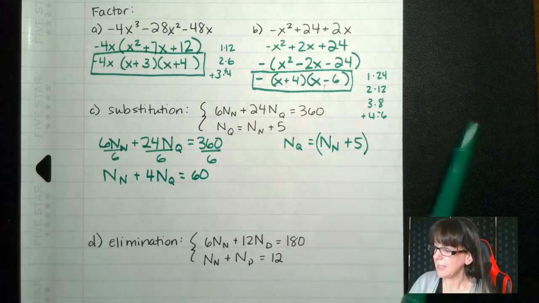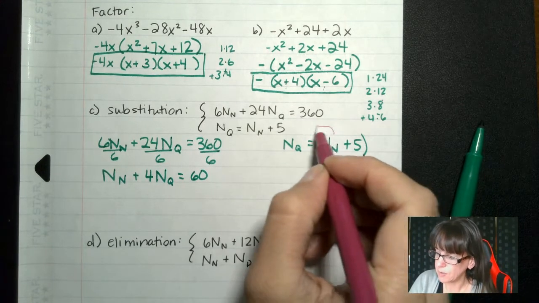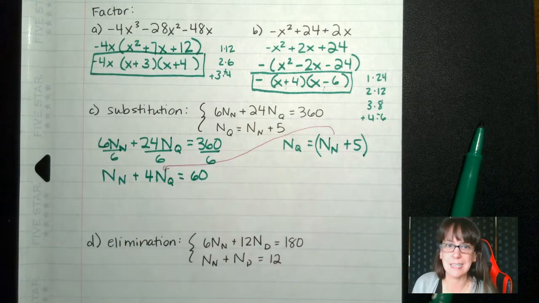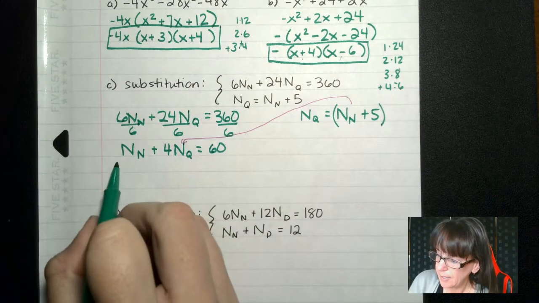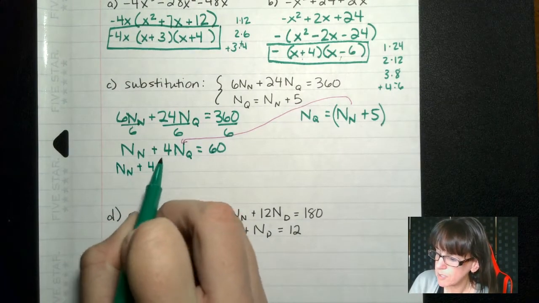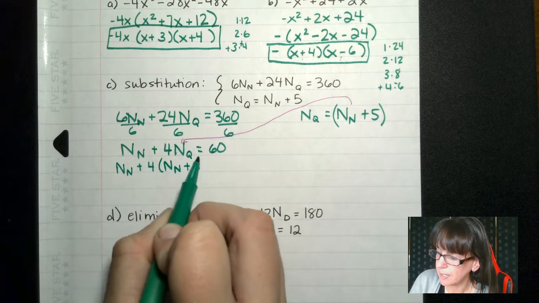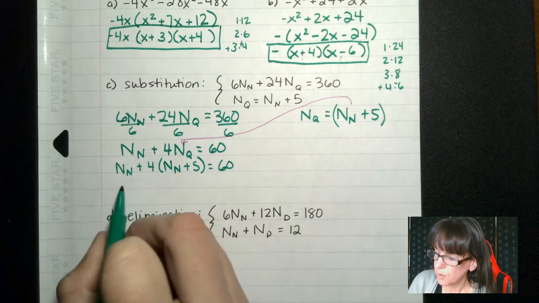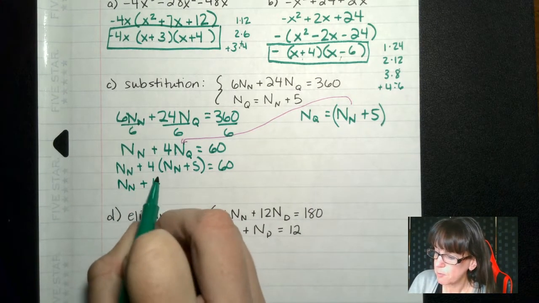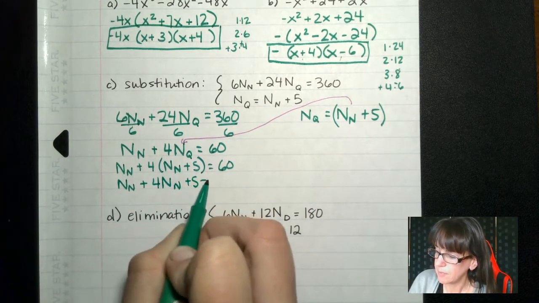So I'm going to take that, and it helps to draw the arrow so you know you're putting it into the right one, because I see kids often put it into the wrong information. So we've got nn plus 4 times nn plus 5 equals 60. So nn plus 4nn plus 5 equals 60.